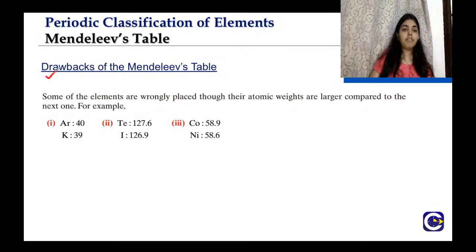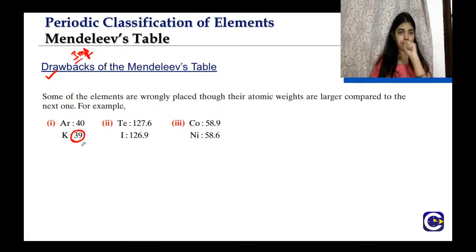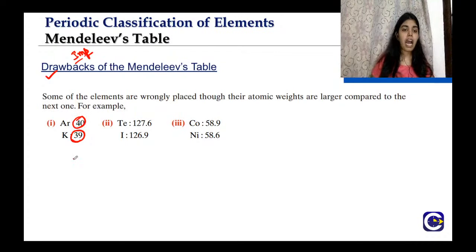Now the drawbacks of the Mendeleev table, it is very important. The first drawback was what? Some of the elements are wrongly placed, though their atomic weights are larger compared to the next one, right? Here, argon and potassium: potassium has a weight of 39, and argon has a weight of 40, right? Yet argon was placed before potassium, right? Similarly, these examples you have to remember.